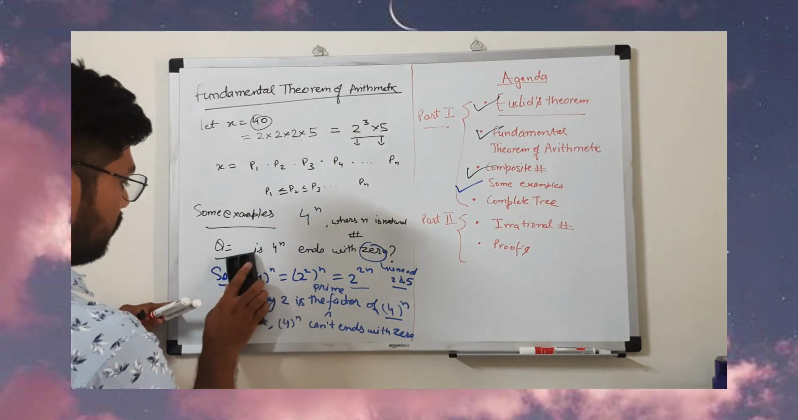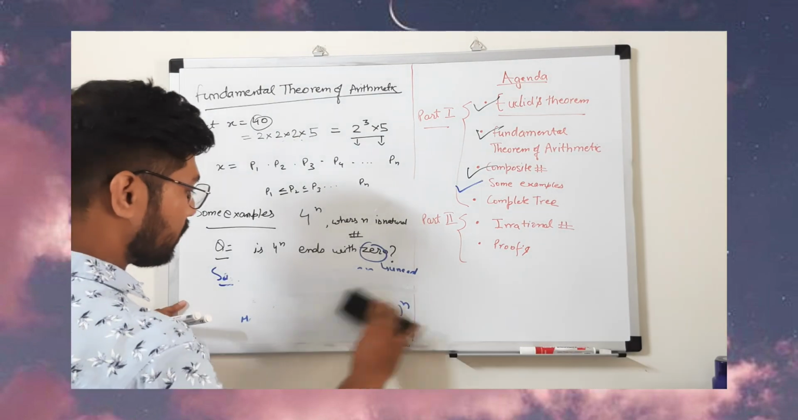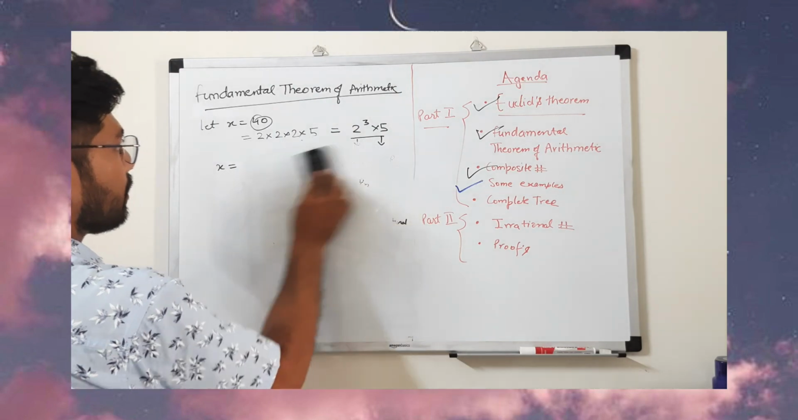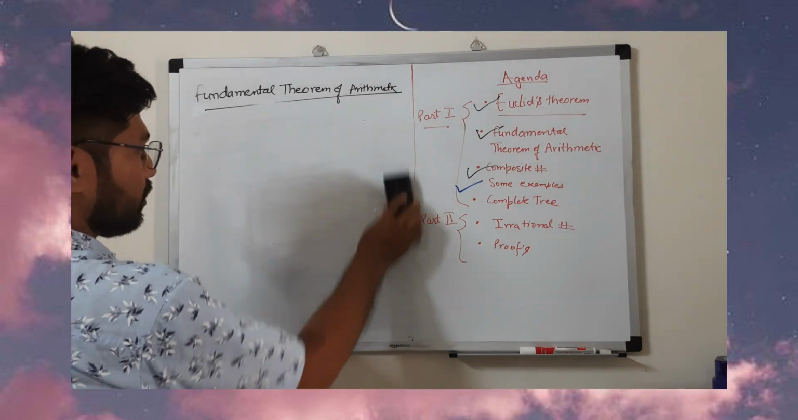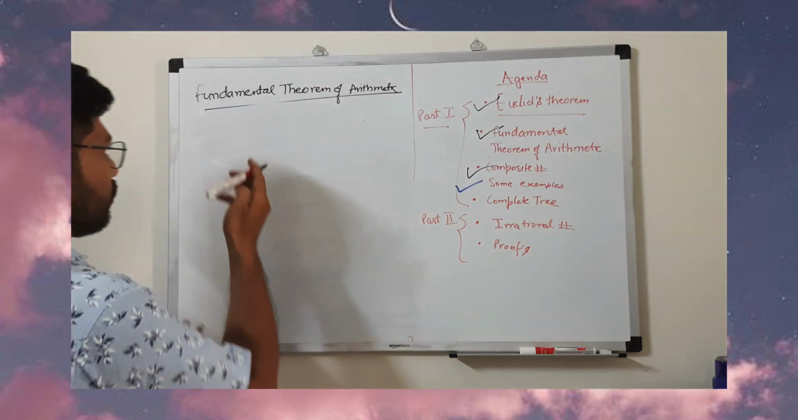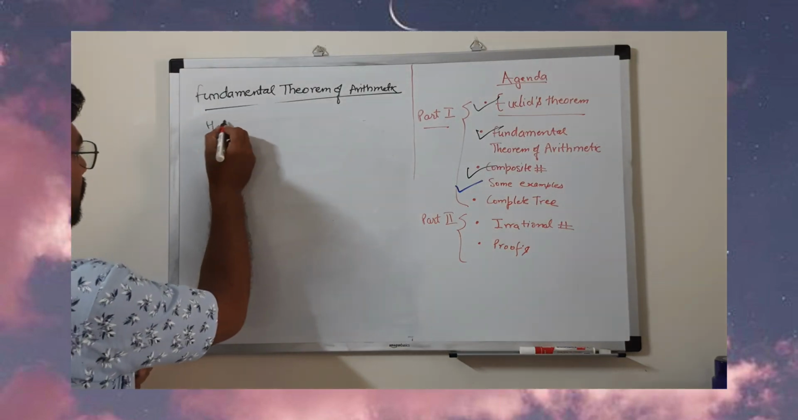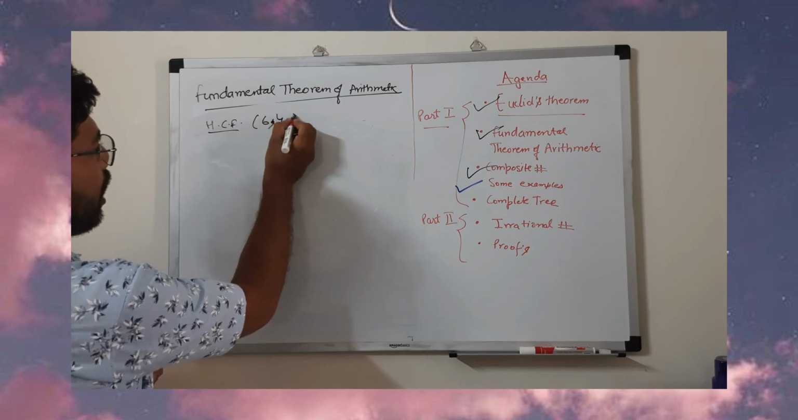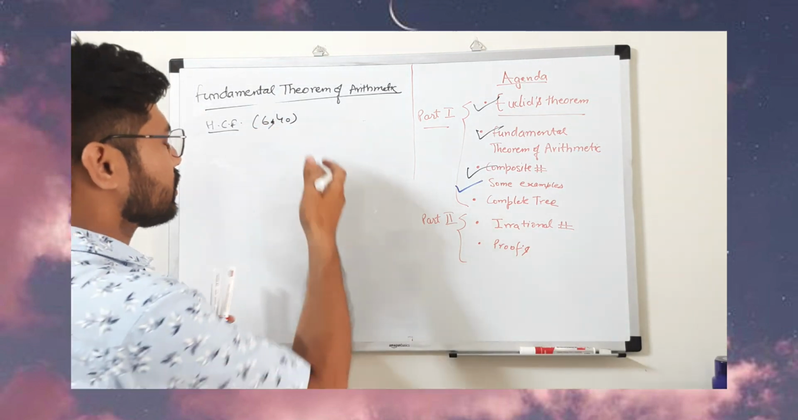Now some more examples using this fundamental theorem of arithmetic. Let's take HCF and LCM. For example, the HCF of 6 and 40. You take the common elements, which are common to both.